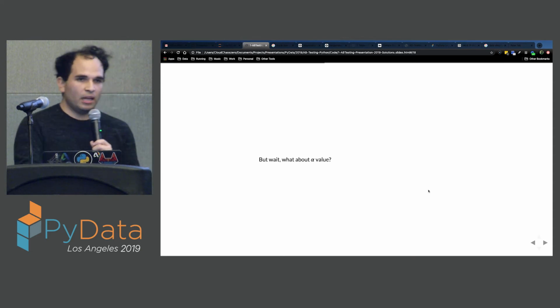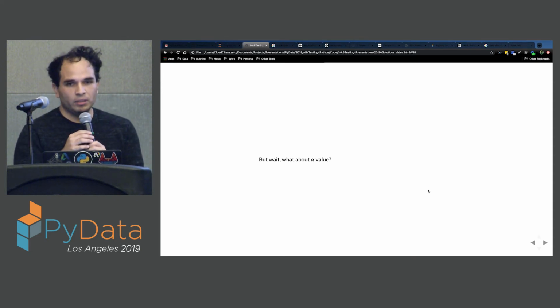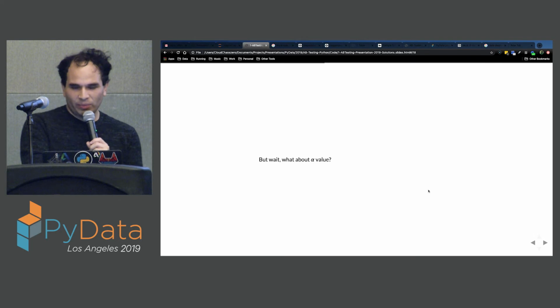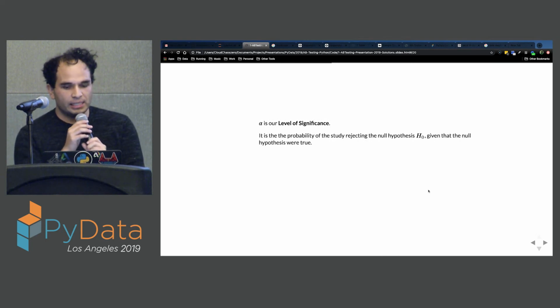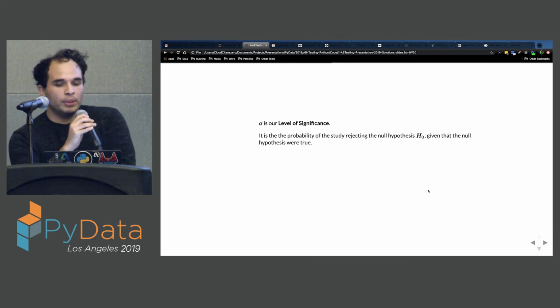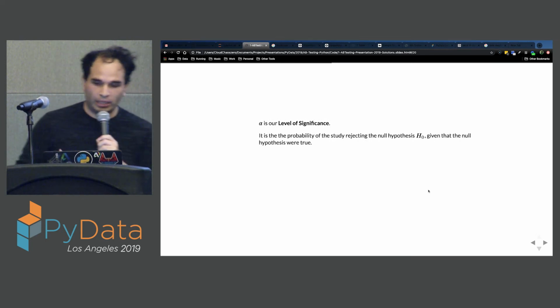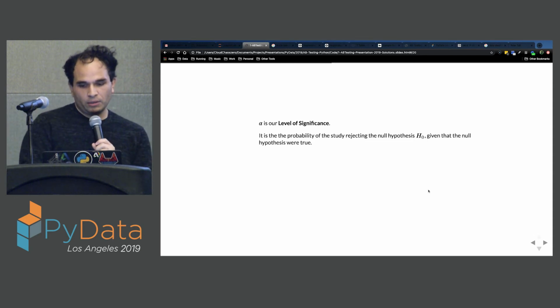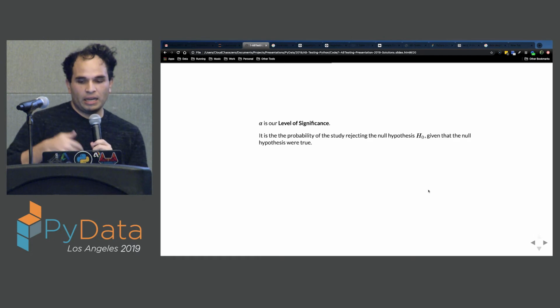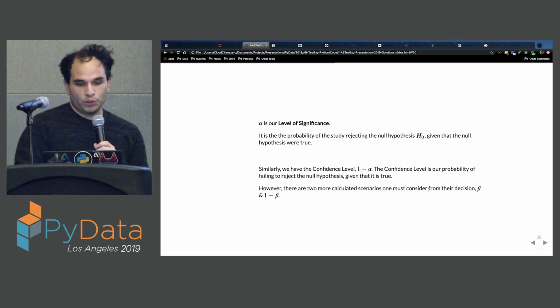And then I mentioned a level of significance value alpha. What is that? I haven't quite explained that in the previous slide, but that is our level of significance, and it's the probability of a study or an online experiment rejecting the null hypothesis H naught, given that the null hypothesis were true.